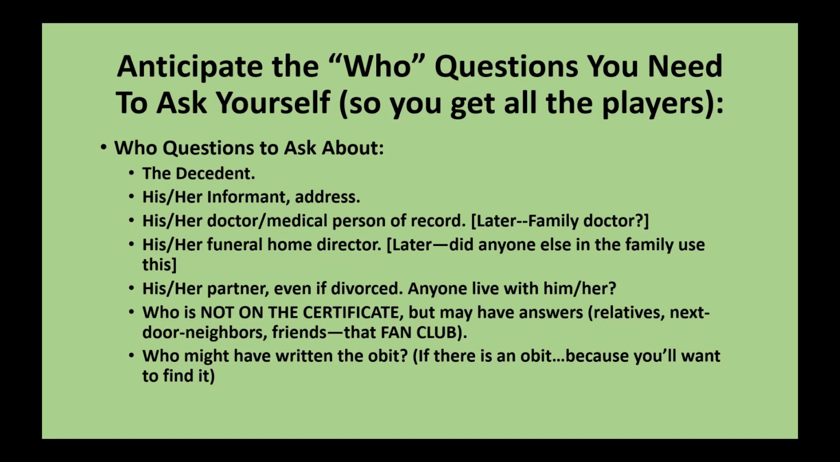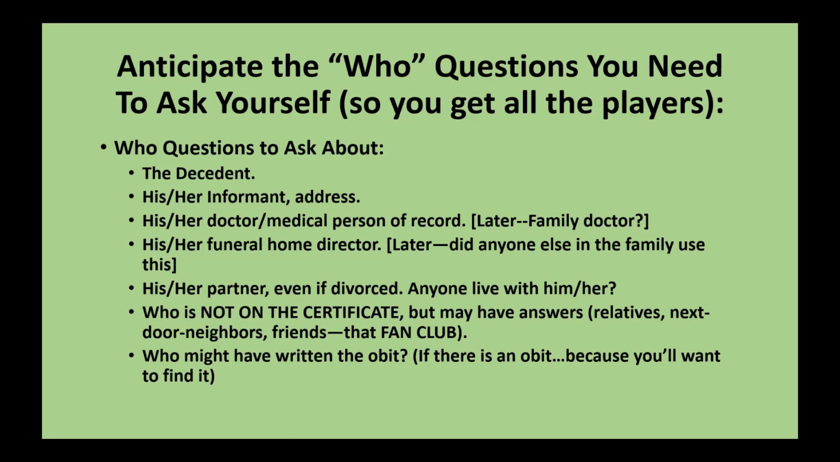His or her partner, even if they were divorced, or anyone that you suspect from looking at the informant lived with him or her. You also have to think a little bit in your mind when you don't get a lot of answers about who is not on the certificate, but may have answers you want. That's that fan club. So down at the very bottom of that 11 by 17 sheet of paper, or those two pasted together, you are going to want to say, contact Aunt Mabel, contact Dick and Mickey who lived next door and I met them once, or whatever.